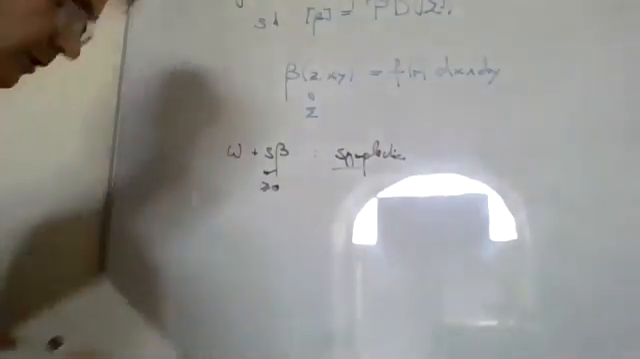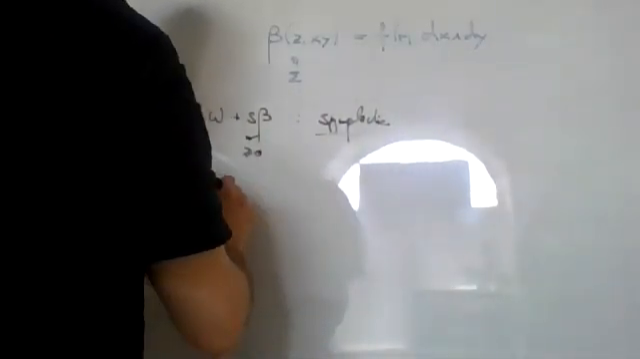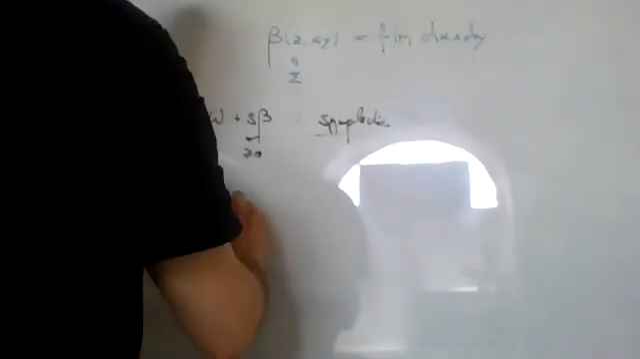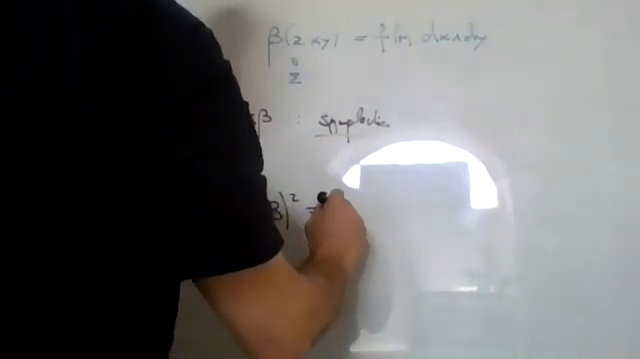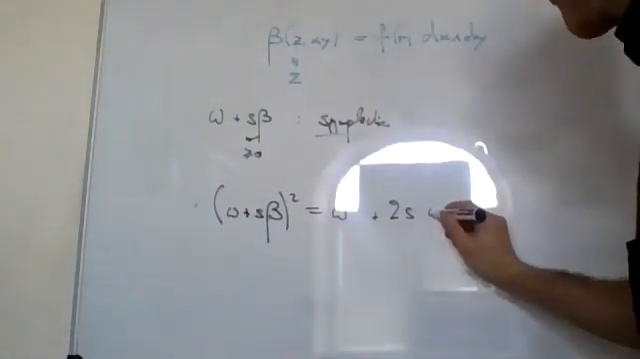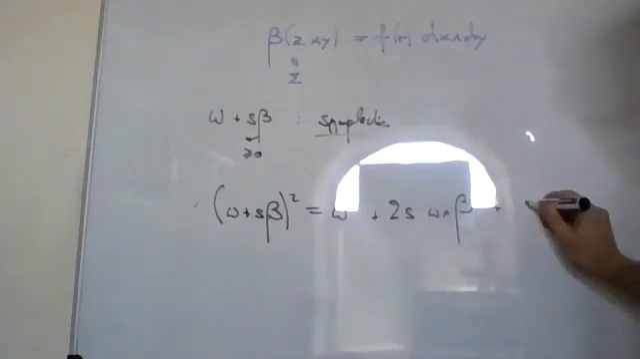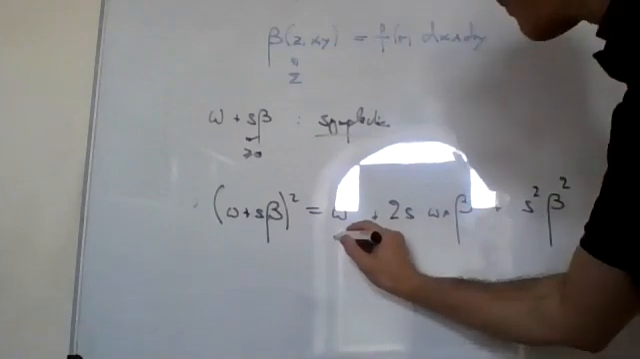And the reason is that you just compute it. It's just a trivial computation. So what is it? I only have to check that the square is positive, right? So omega plus s beta squared is omega squared plus maybe 2s omega beta plus s squared beta squared. Right? But this is positive.